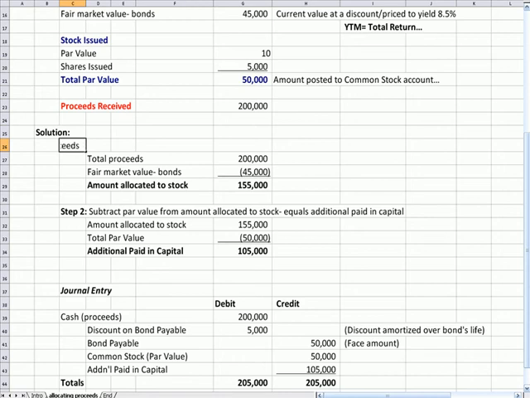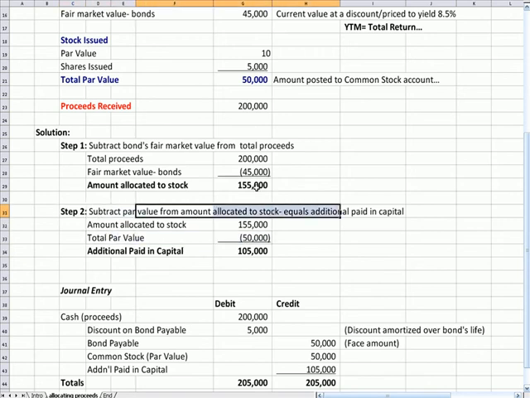So that's step one. Step two is I subtract the par value from the amount allocated to stock, 155,000, and that gets me additional paid-in capital, which is capital paid in over and above the common stock par value. So the amount allocated to the stock I just figured out in step one, 155,000. I subtract the total par value for the stock of 50,000, and I get additional paid-in capital of $105,000, the amount paid over the par value.